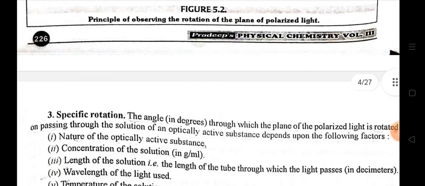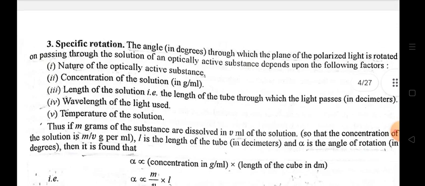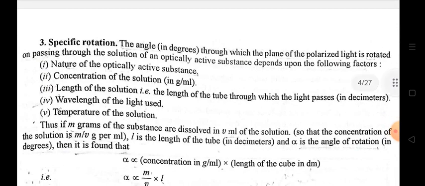Specific rotation. The angle in degrees through which the plane of the polarized light is rotated on passing through the solution of an optically active substance depends upon the following factors. First is the nature of the optically active substance. Second, concentration of the solution in gram per ml. Third is the length of the tube through which the light passes, in decimeter. Fourth is the wavelength of the light used. Fifth is the temperature of the solution.